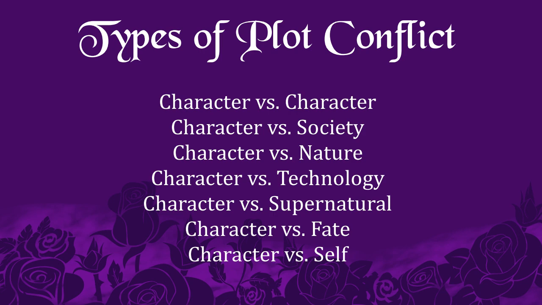Character versus character, where two characters with different goals are coming into conflict with each other. This is seen most clearly with protagonist versus antagonist conflicts, but there are also subtler varieties. Consider the romance genre, where there may be no clear antagonist, but the two would-be lovers have conflicting goals and desires that stop them from being together until the end. This too is a form of character versus character conflict.